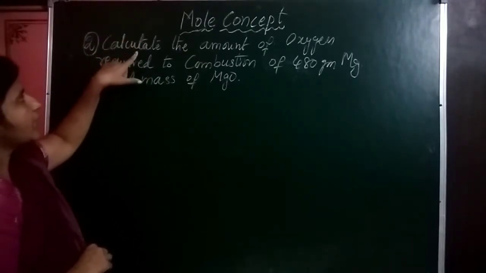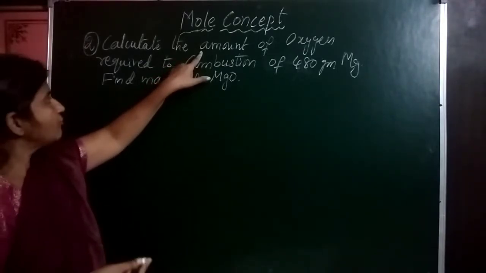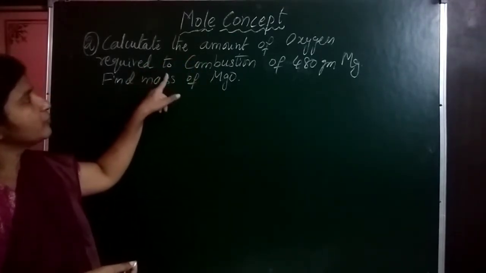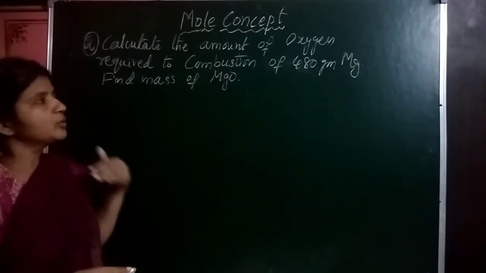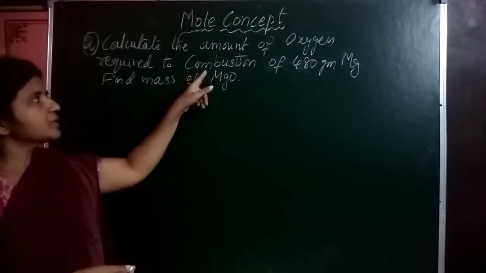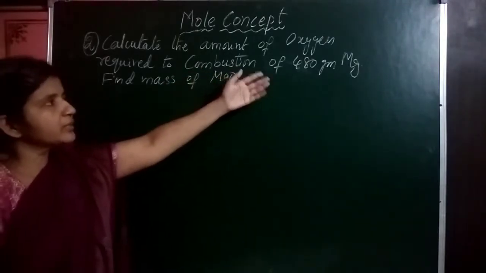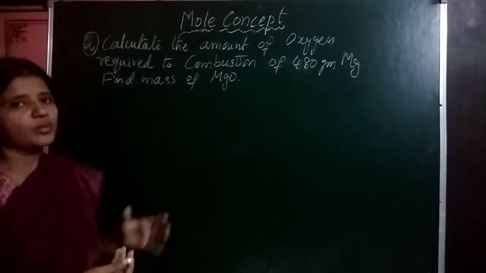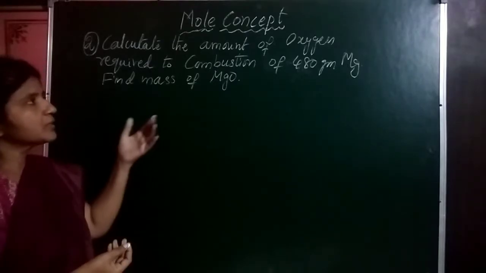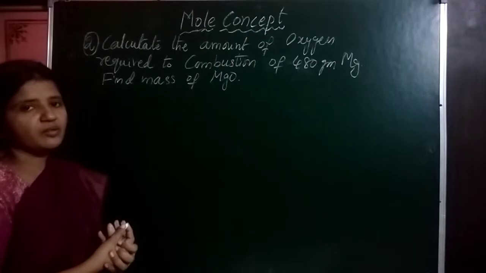Calculate the amount of oxygen, which is nothing but the mass of oxygen, required for combustion of 480 grams of magnesium. Combustion is nothing but burning. To burn 480 grams of magnesium, how much oxygen is required? They are asking this. After finding the mass of oxygen, you have to calculate the mass of magnesium oxide also.